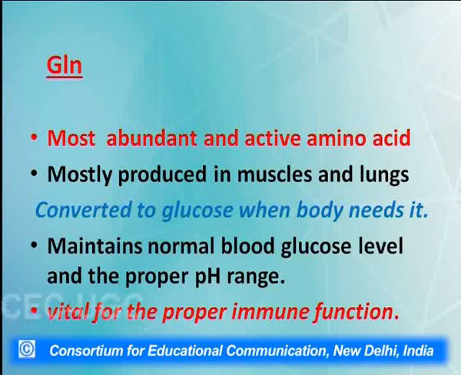Now this amino acid is converted to glucose when our body undergoes excessive exercise or a lot of anabolic activities. This amino acid helps to maintain the blood sugar level, and it also maintains the proper pH range. It is also very vital for the proper functioning of the immune system.